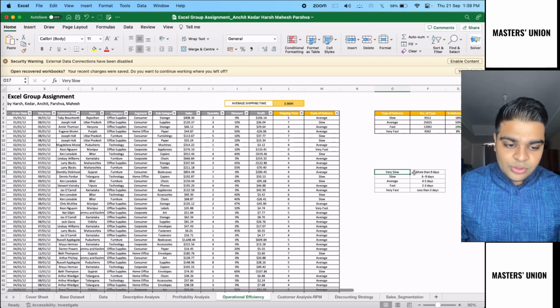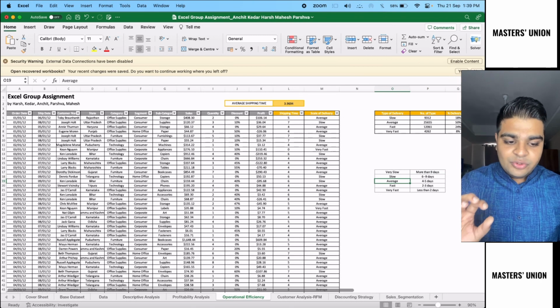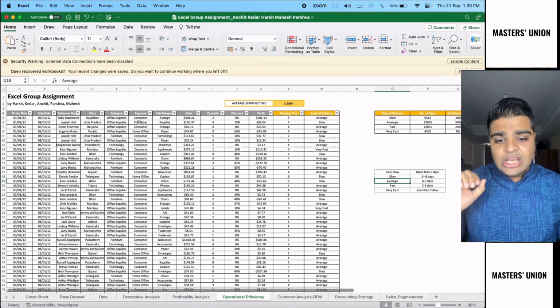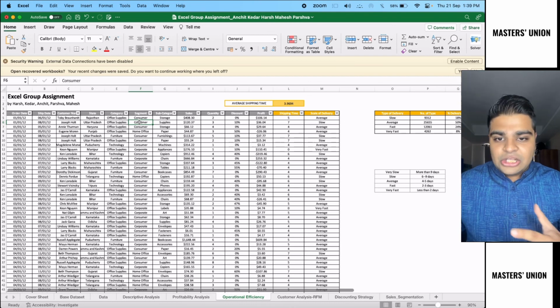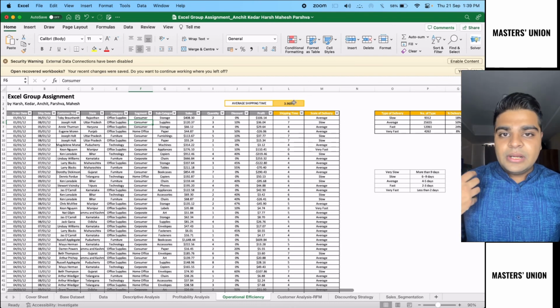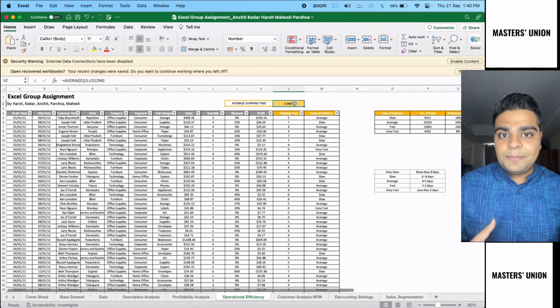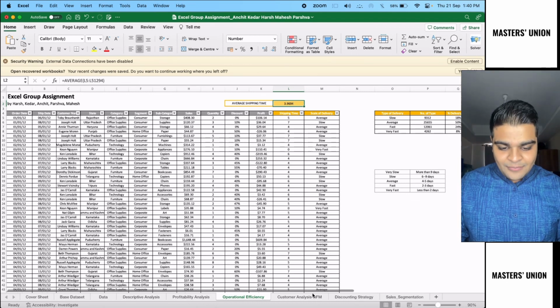So first of all, very slow is where the delivery is taking more than 9 days, slow is between 6 to 9 days, average is between 4 to 5 days, fast is between 2 to 3 days, and very fast is less than 2 days. So this is the analysis of our operational efficiency. Our aim here would be to reduce our average shipping time so that our customer gets our product as soon as possible.